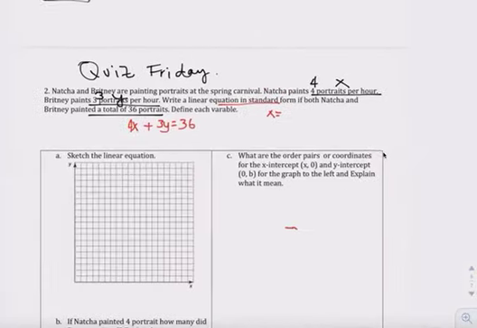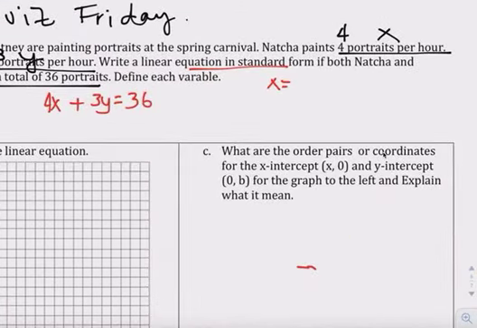X equals the number of portraits Natcha painted.